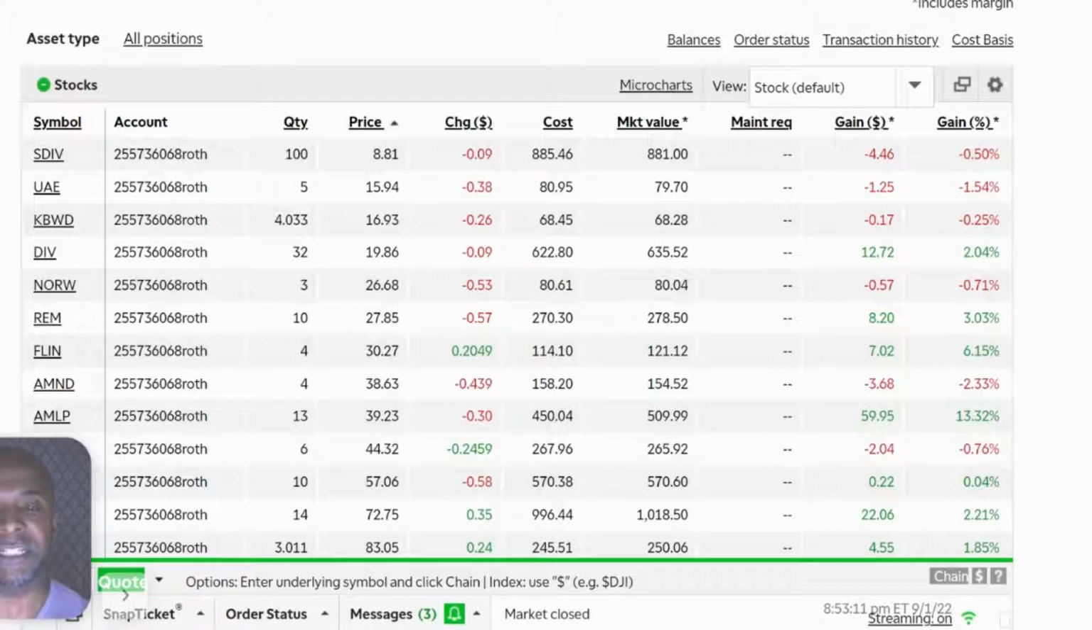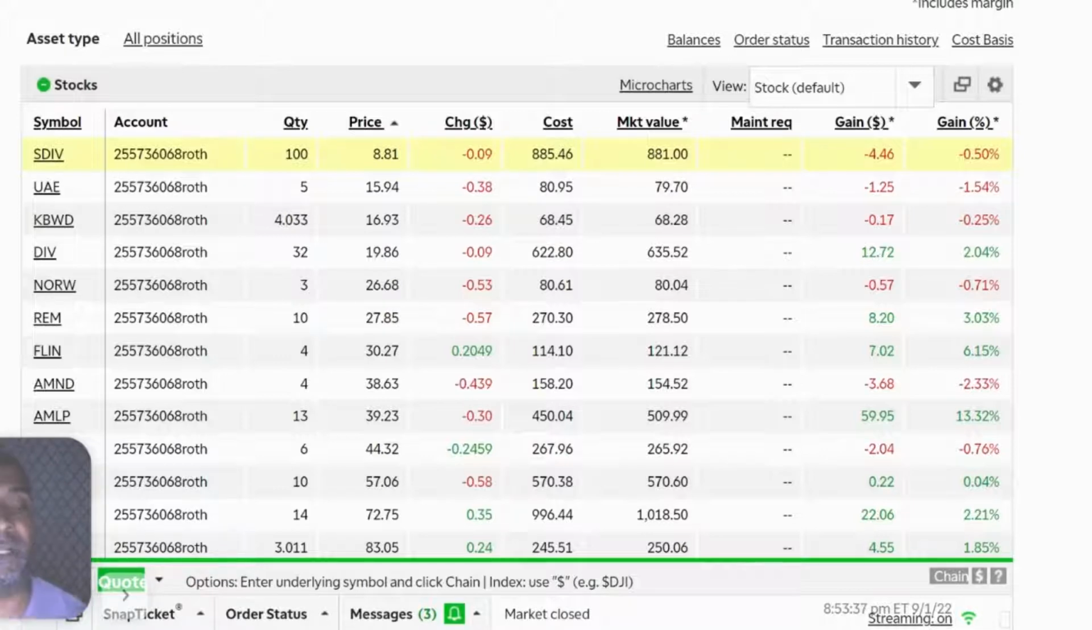You see, I have DIV. Quantity is 100. Tomorrow, I'll probably be recording a video showing me selling a call option against that. You see the price right now, it's selling at 881. This is what it changed today. It cost me 885. Market value right now is $881. Gains and losses are over here, and so on and so forth.